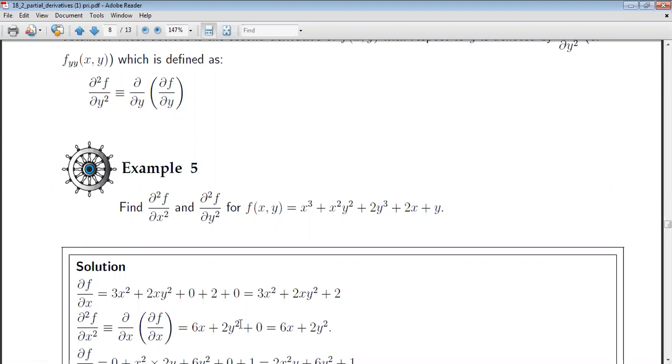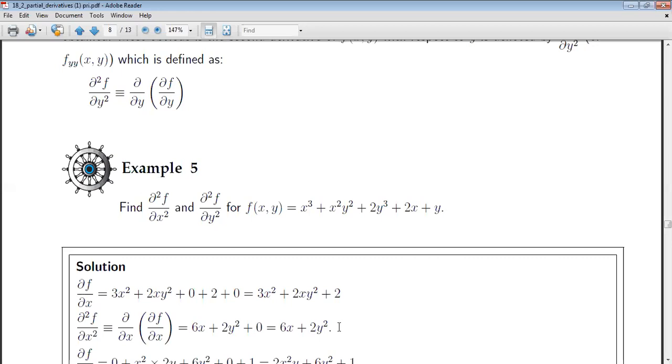6x is coming here plus del x of the second term is what? y square is a constant coming outside. So 2y square is a constant coming outside. So del x of x is 1. So the result is 2y square. So 2y square plus del x of 2 is 0. So 0. So finally the result of del square f by del x square is 6x plus 2y square. Isn't it? So similarly you can find out del square f by del y square.